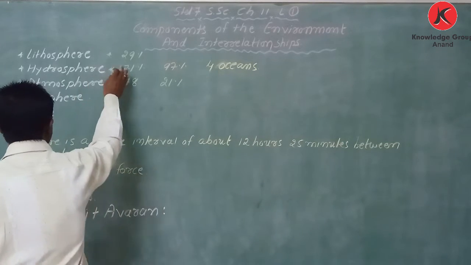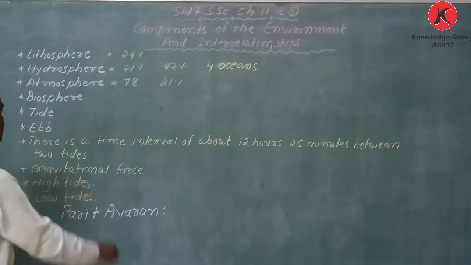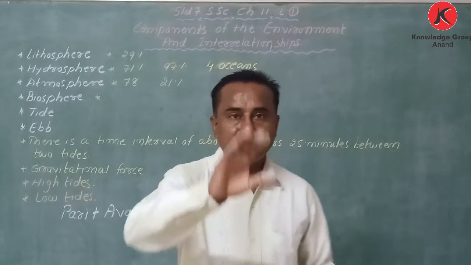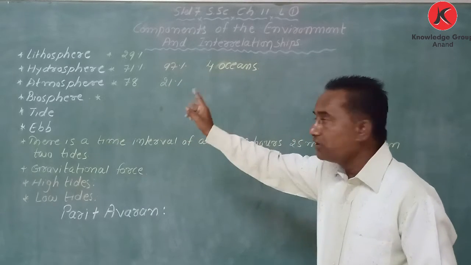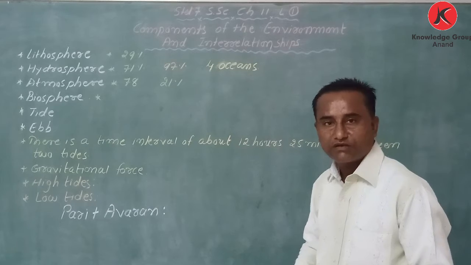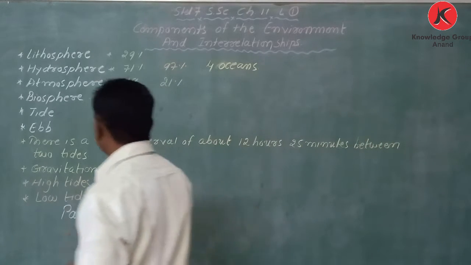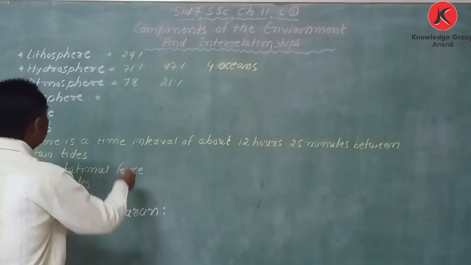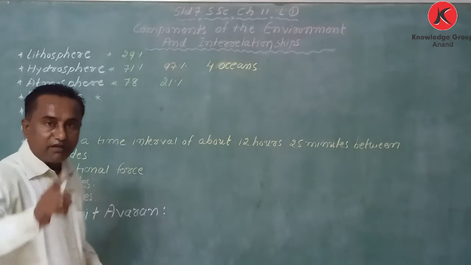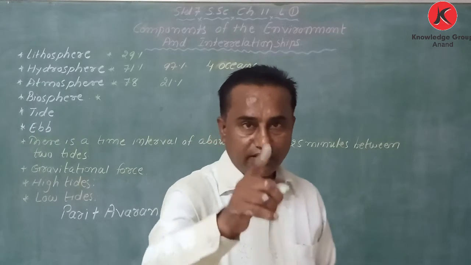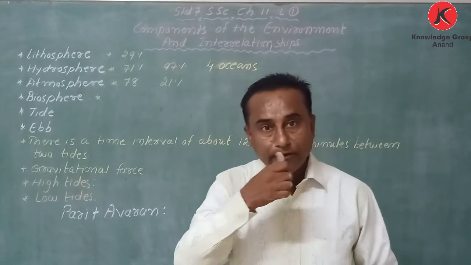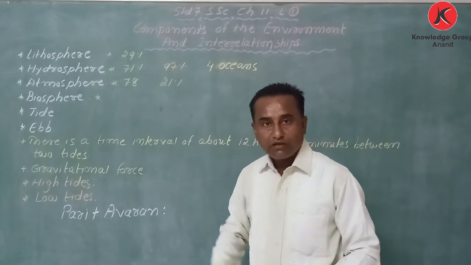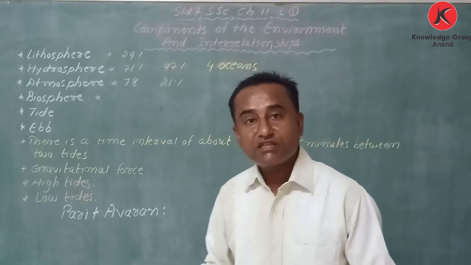And when we consider all these 3 things together, that is called biosphere. The biosphere combines lithosphere, hydrosphere, and atmosphere. Got it? In the biosphere there are 2 types: biotic and abiotic. In biotic, living things come, like human beings, animals, vegetation. While in abiotic, mountains, rivers come.